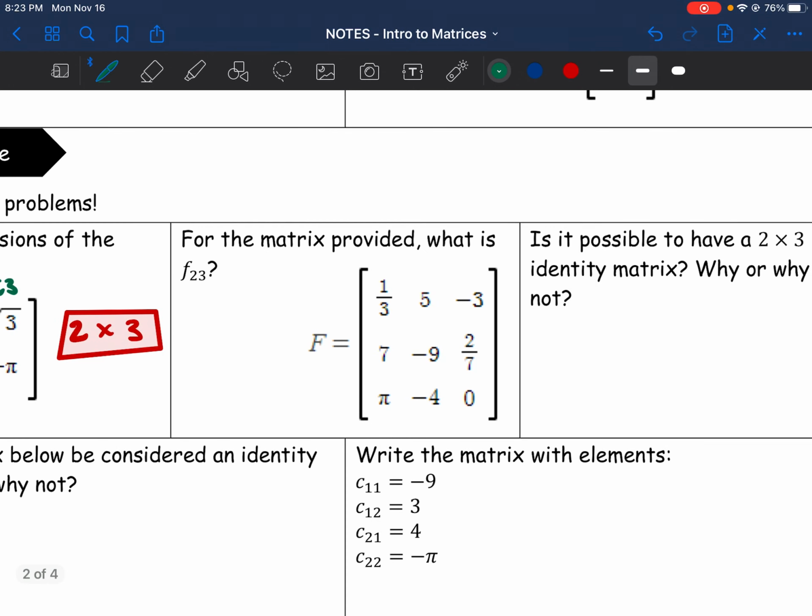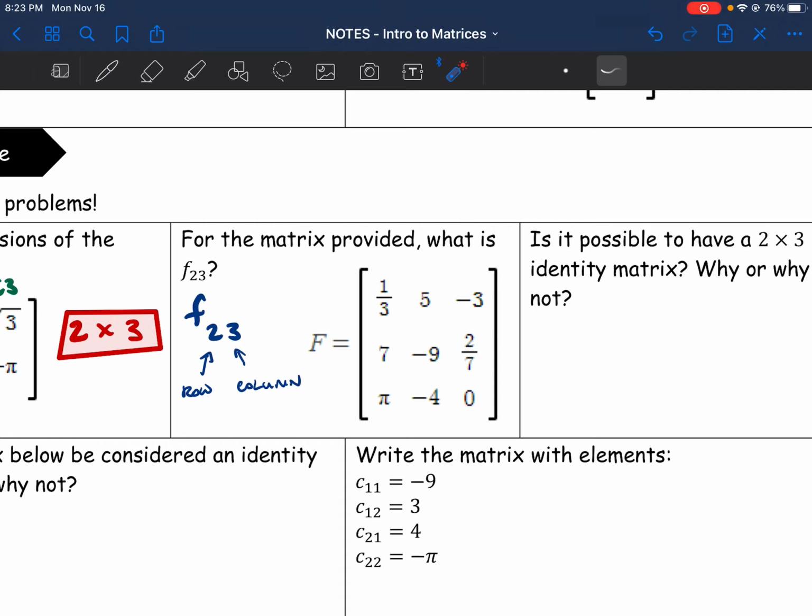In our second example, for the matrix provided, what is F sub 2, 3? Well, remember that using the lowercase letter, we're talking about a matrix element, and 2 is representing the row, and 3 is representing the column. Let's go ahead and write that out here. So we're looking at F sub 2, 3. Again, 2 is representing the row number, 3 is representing the column number.